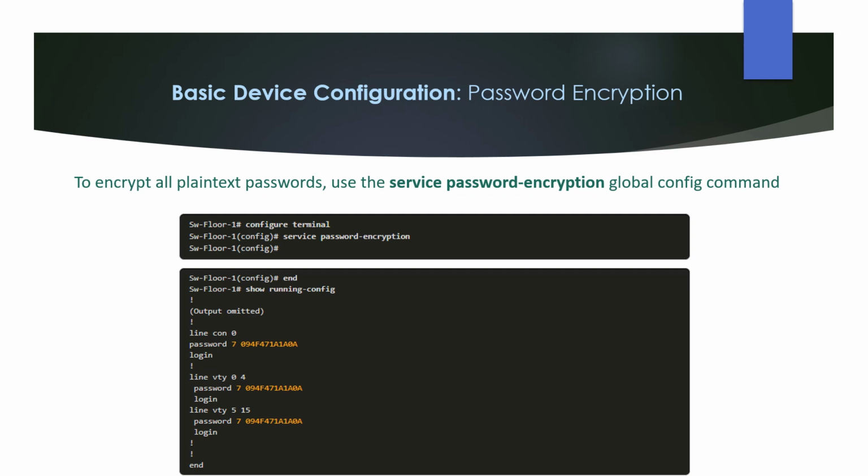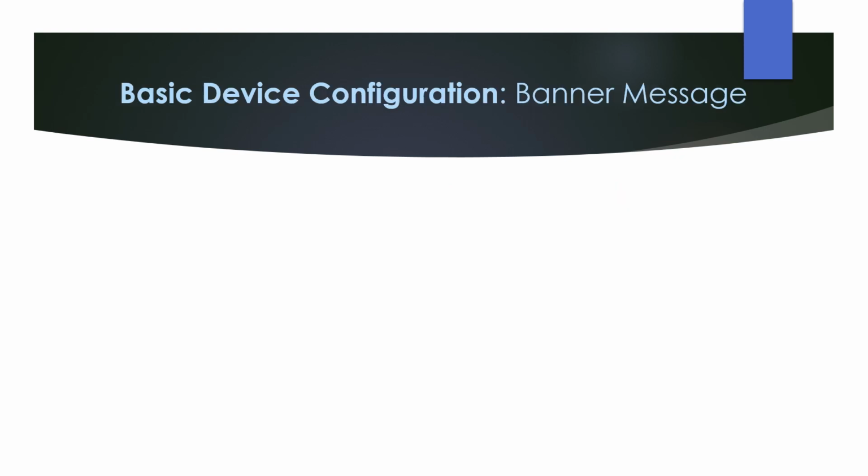But also, requiring passwords is one way to keep unauthorized personnel out of the network. It is vital to provide a method for declaring that only authorized personnel should attempt to access the device. And to do this, you have to add a banner to the device output.